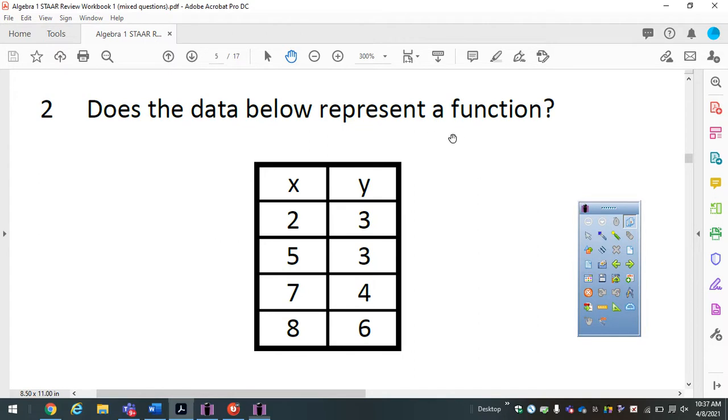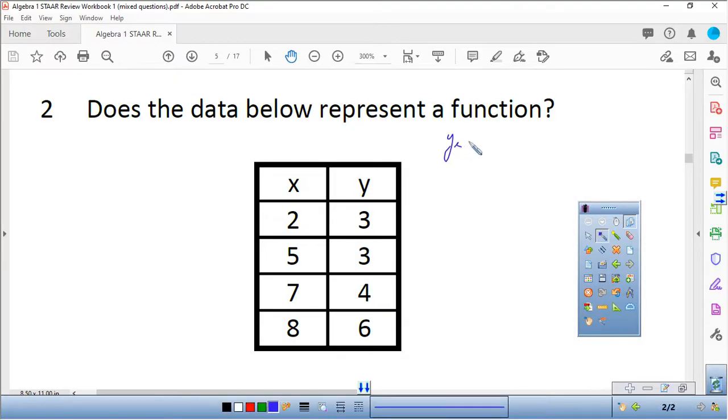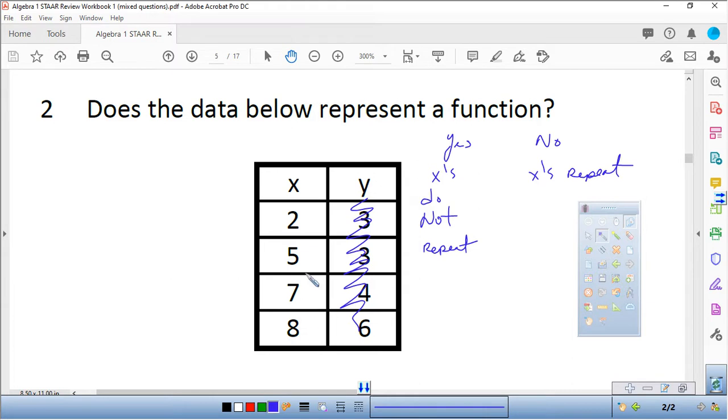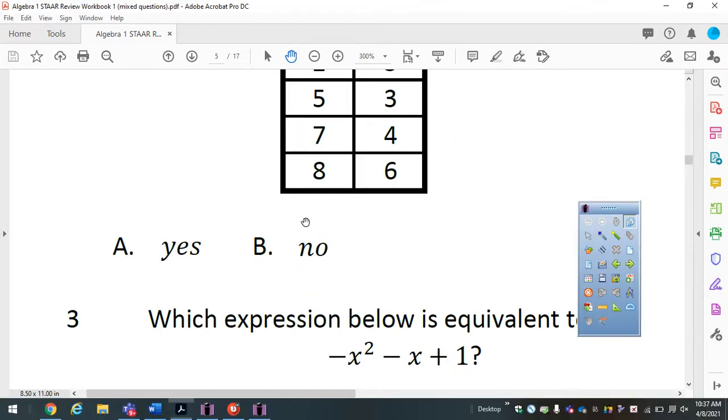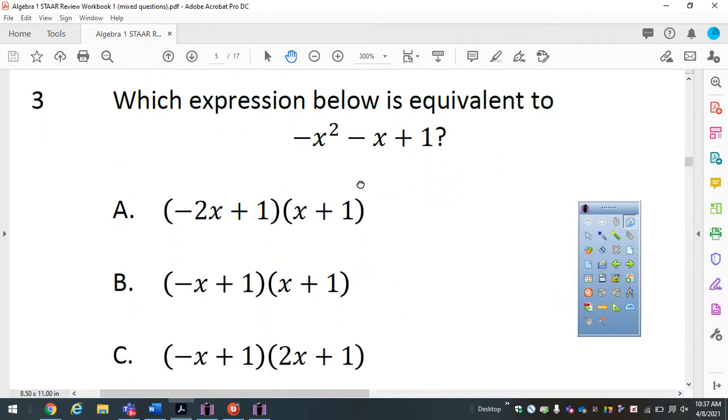Does this one represent a function? So when it comes to function, this is the way it goes. For yes, x's do not repeat. For no, the x's repeat. So I don't even care about this. Just check this one. It is a function. Yes, it is. Which expression is equivalent?